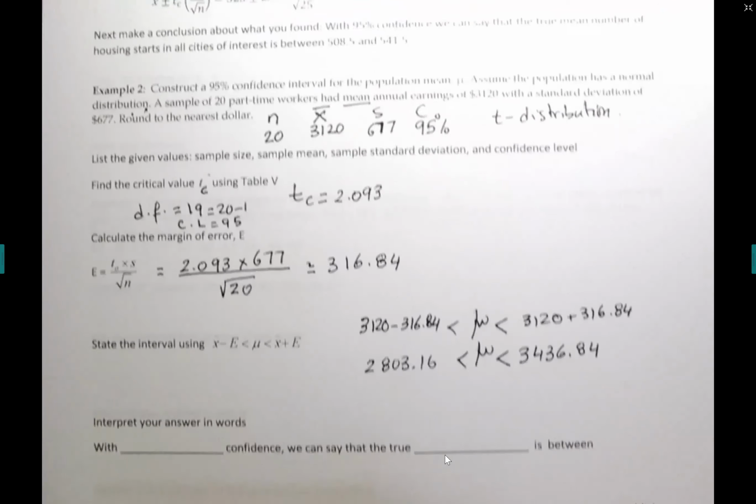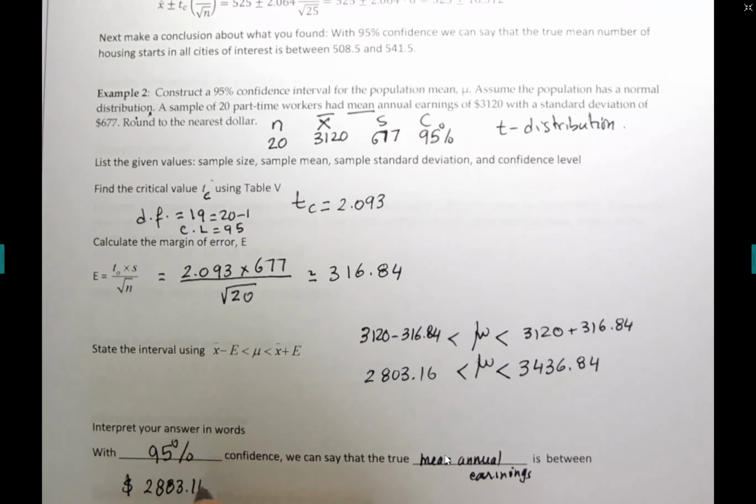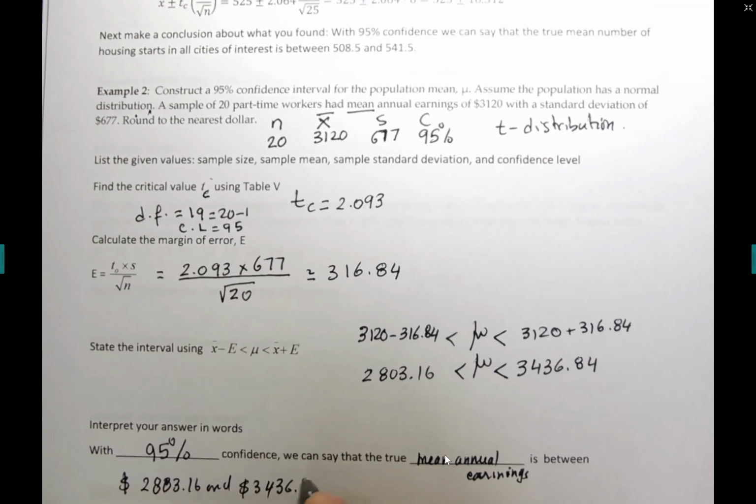Finally, interpret your answer in words. You're going to see many problems in the homework where he asks you to choose the statement at the very end that is correct. So with 95% confidence, we can state that the true mean annual earnings is between, just put the values, 2,803.16 and 3,436.84.